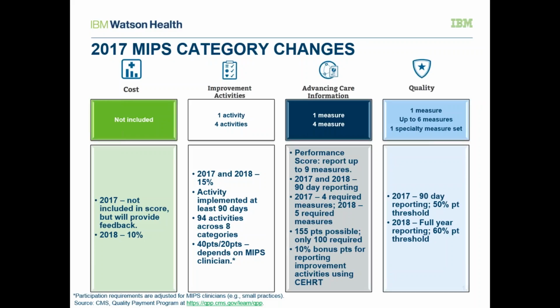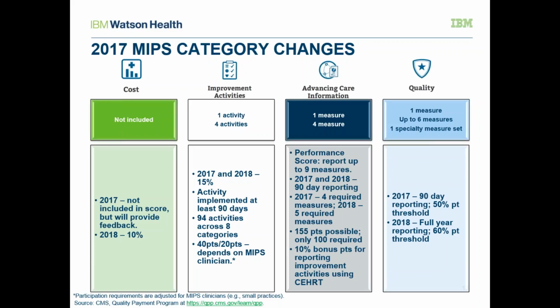And again, another change from the proposed rule under the advancing care information is that before it was 100 points, but it actually increased now to a possible 155, although only 100 are required to get the max score here. And of course, there's that 10% bonus for reporting improvement activities using CEHRT. So again, CMS is trying to encourage folks to use more of the electronic records for reporting.